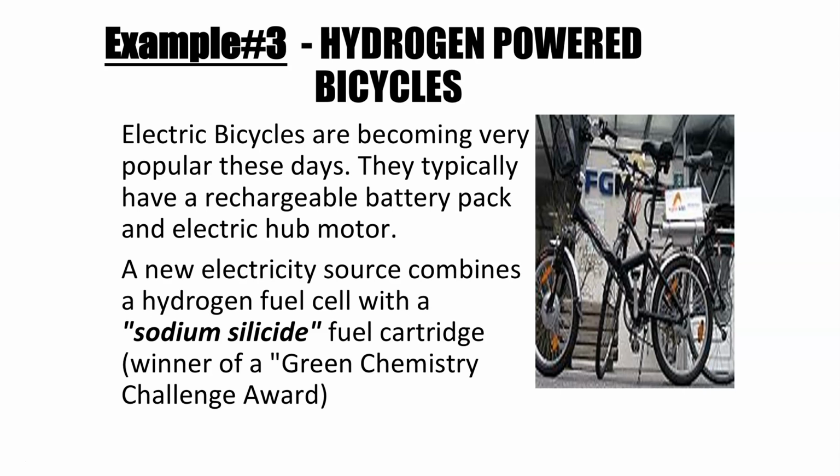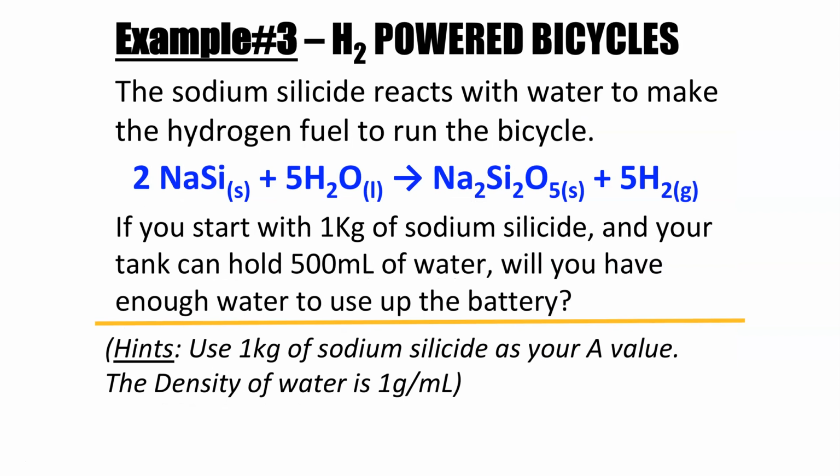The new electricity sources combined a hydrogen fuel cell with sodium silicide fuel cartridge. This actually was a winner of Green Chemistry Challenge Award. I don't remember what year, but it was a winner. So, hydrogen-powered bicycles. The sodium silicide reacts with water to make the hydrogen fuel to run the bicycle. So, our equation here in the blue of sodium silicide reacting with water to produce some sodium silicon oxide compound, and then there's their hydrogen gas.